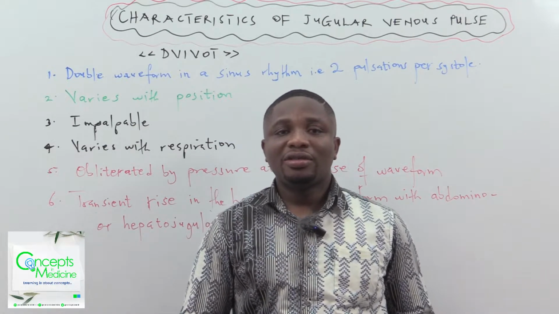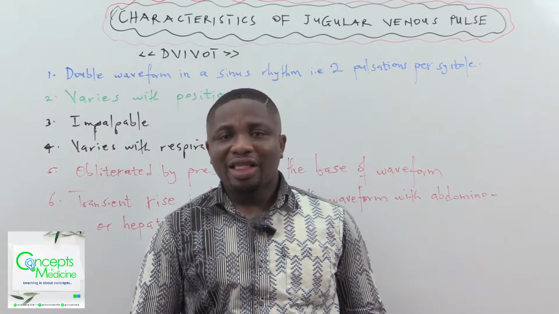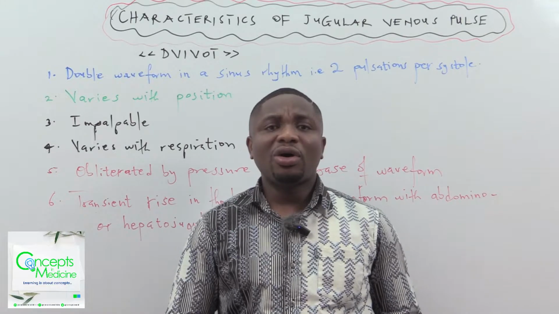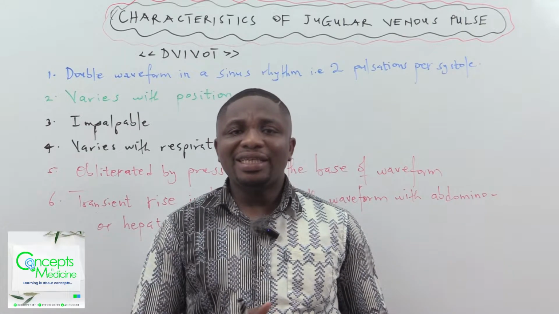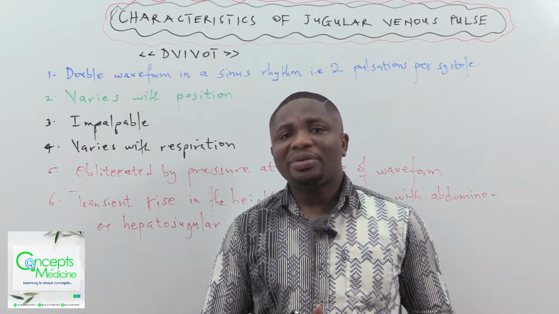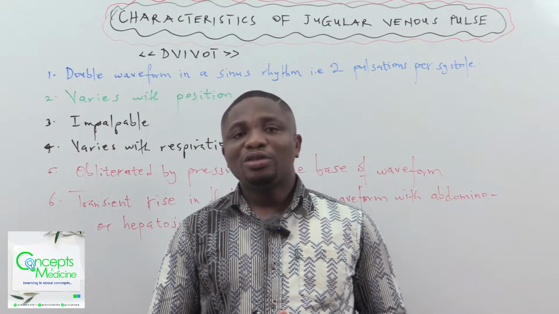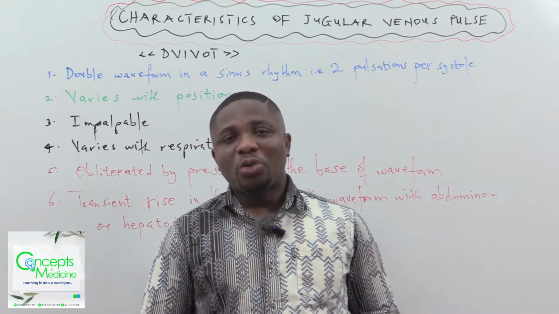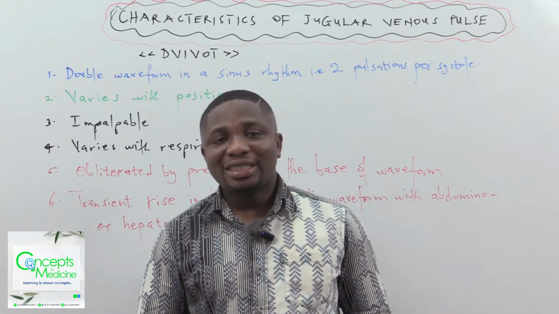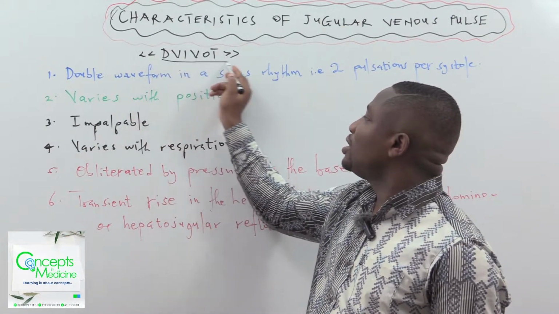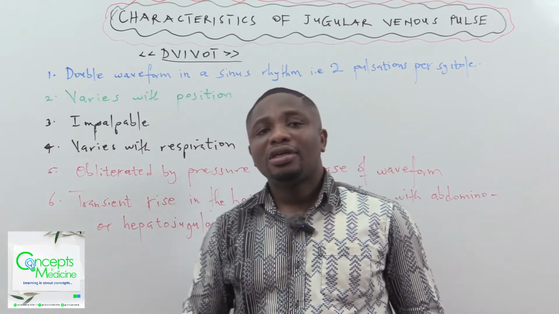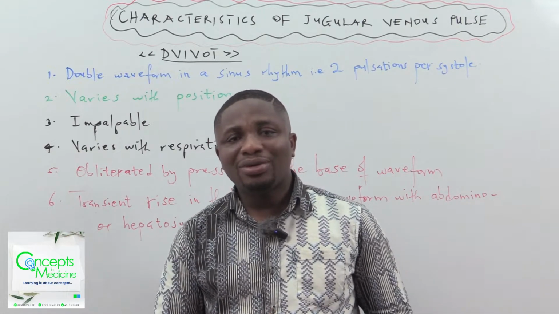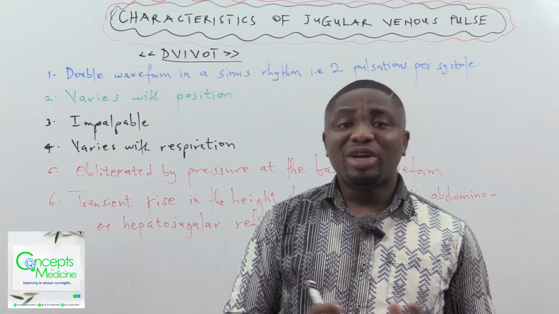In today's tutorial, we shall be looking at the characteristics of the jugular venous pulse, that is, characteristics of JVP. We will be using an easy acronym to remember all the characteristics of the jugular venous pulse. The acronym is what we call the DV vote. Each letter in there connotes a particular characteristic. So let's run through the characteristics.